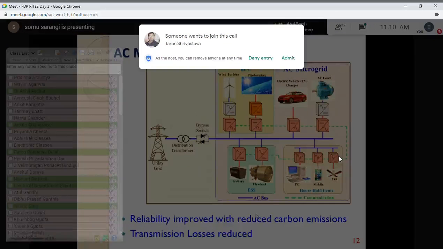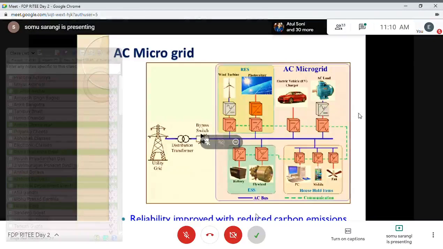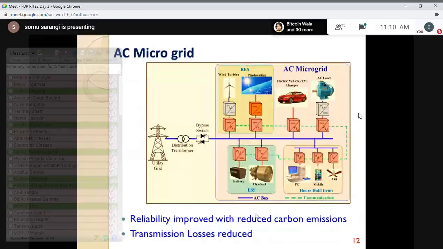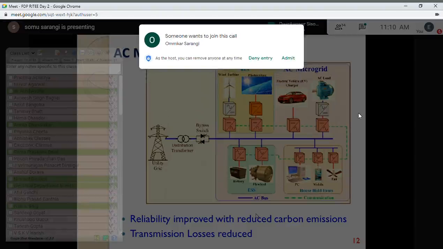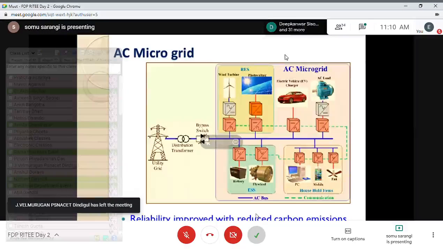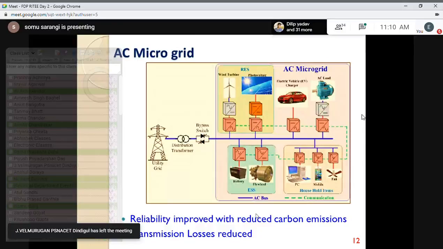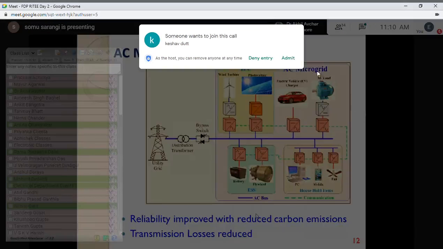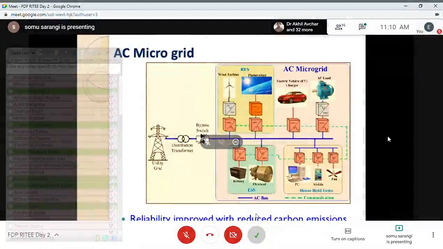So for that reason, we have to use converters so that we can put a constant voltage and frequency to the grid. Using the converter, we convert the photovoltaic and wind sources, and connect them to the system. Since all the buses are connected to the AC system, and they can sustain without the power supply from the grid, it can be called an AC microgrid.